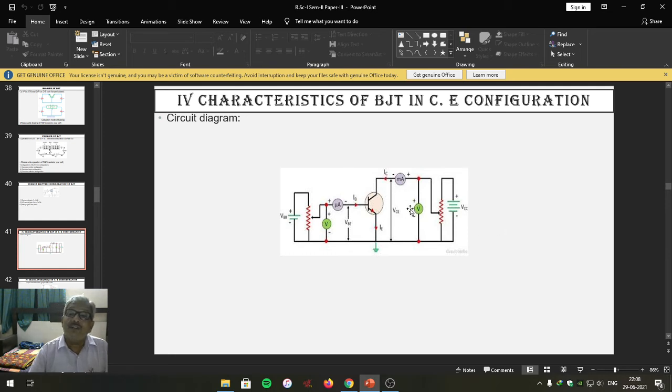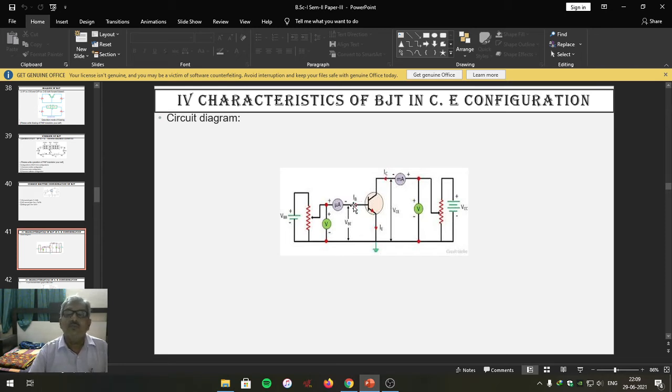Keep the output voltage VCE constant, vary the input voltage VBE, and note down IB. Plot the graph of IB versus VBE. When VCE is constant, we will get the input characteristics. Let us plot the input characteristics. As per definition, by using the output rheostat, keep VCE constant, and by using the input rheostat, vary the base to emitter voltage and go on noting the different base current.